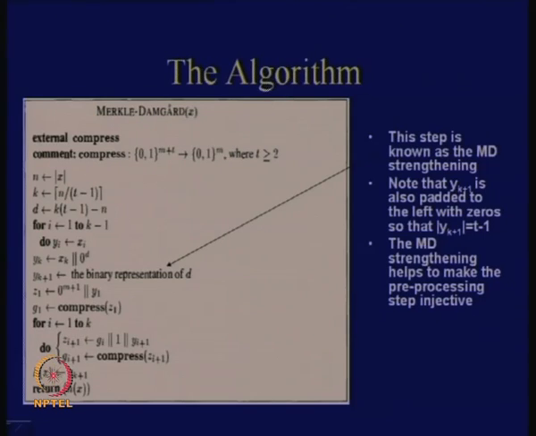Then you start your operation. You take the first one. How many bits are there in y1? t minus 1. So you pad that with m plus 1 zeros. Therefore its size becomes m plus t, because there are m plus 1 values here and t minus 1 values here. So that means you can feed it to the compress function. If you feed it to the compress function, it will give you back an m bit value.